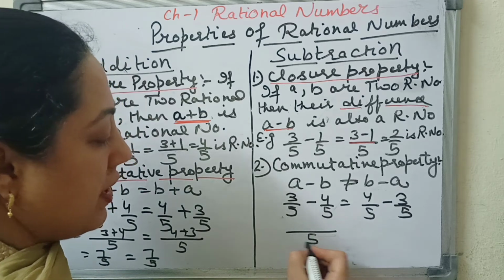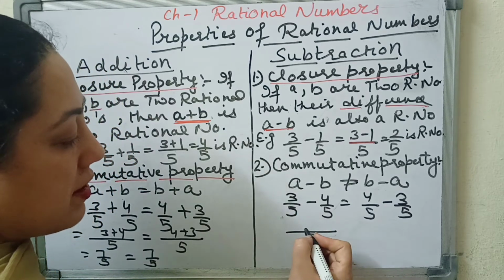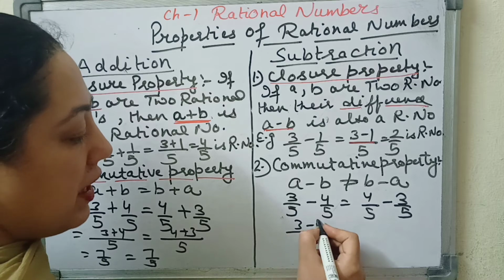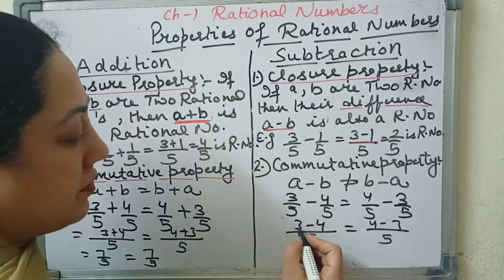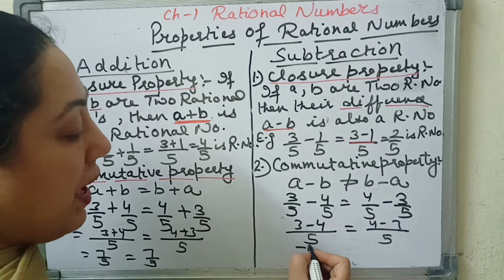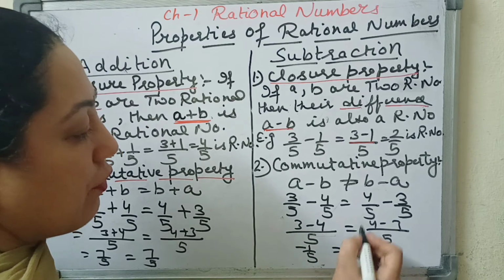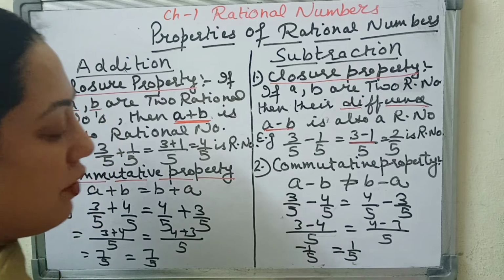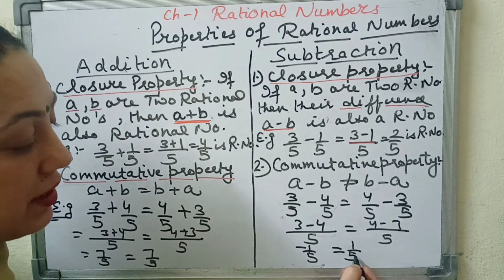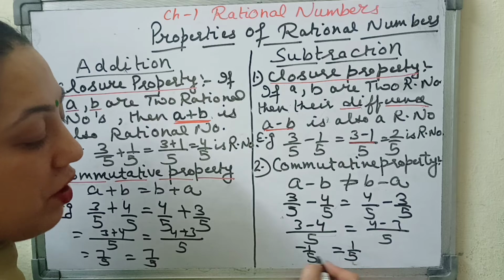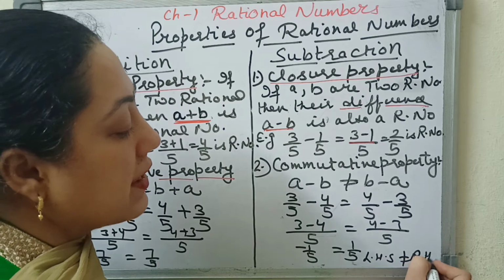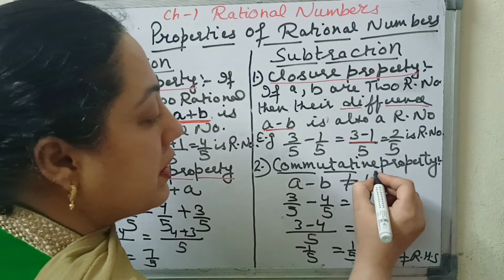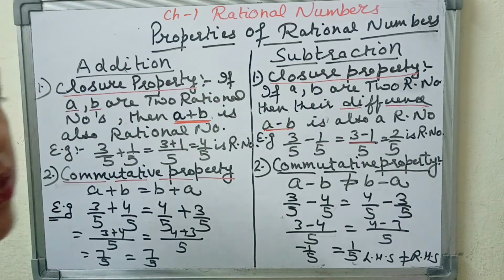When I take their difference, you will see their answer is not the same. That is 3 minus 4 here, and here the denominator is 5, 4 minus 3. 3 minus 4 is minus 1 over 5, and 4 minus 3 is 1 over 5. This number is negative and this number is positive, so both are not equal. Left hand side is not equal to right hand side. So commutative property does not hold in the case of subtraction.